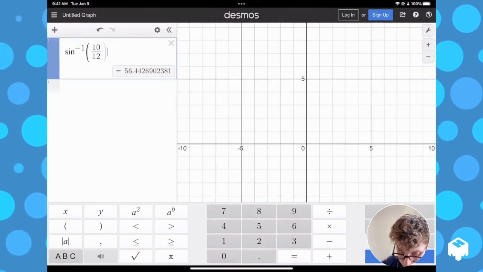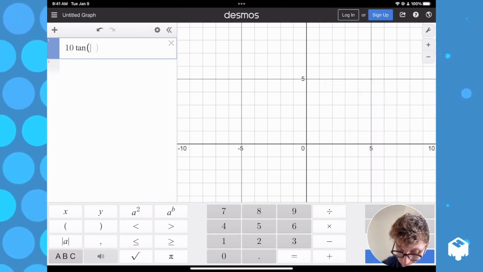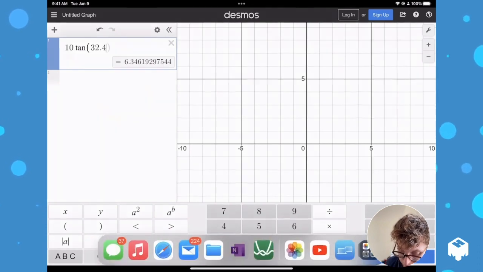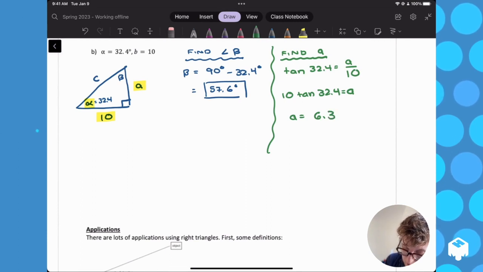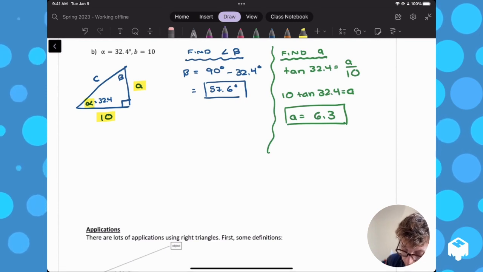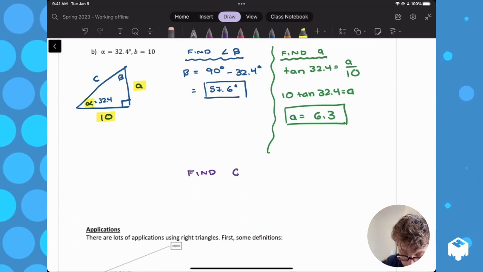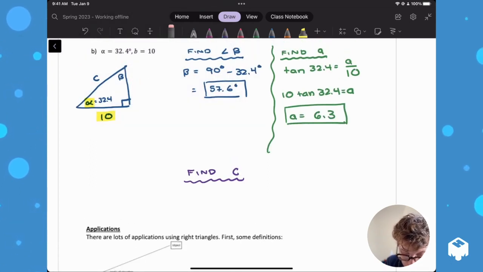So I'm going to write 10 times tangent of 32.4, the angle that they gave me, and I see that that's about 6.3 units. Next, I want to find C. I can use the Pythagorean theorem, but if I got A wrong, then C is definitely going to be wrong. So let's say that I don't care about A right now.